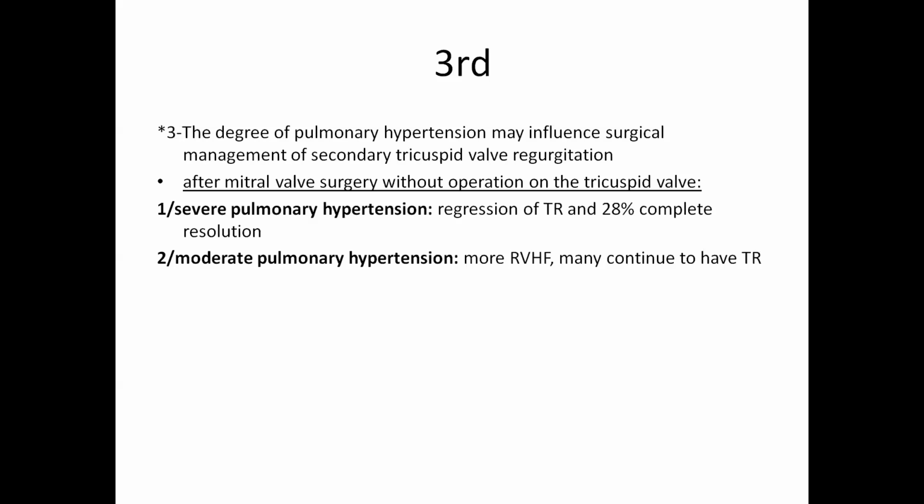For moderate pulmonary hypertension, they continued to have tricuspid regurgitation. So if we claim pulmonary hypertension is the only mechanism which can affect the tricuspid regurgitation, this study proved the opposite.